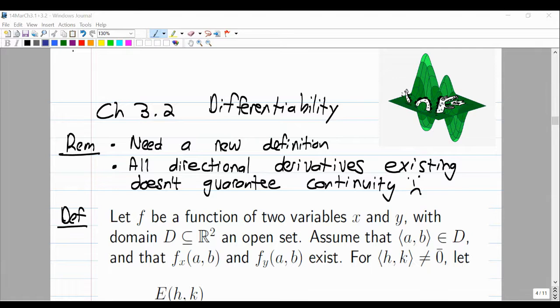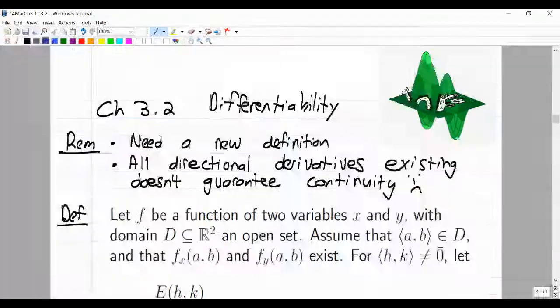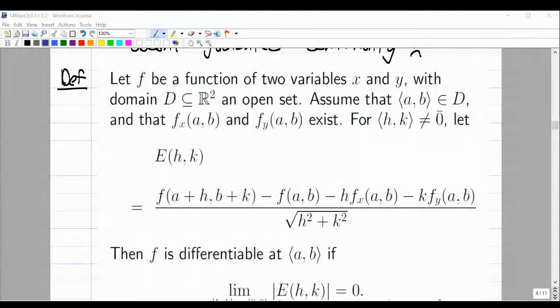And this is the big definition of chapter 3.2. It goes as follows. It's a mouthful. Let f be a function of two variables defined on domain D, which is a subset of R2, an open set. Assume that (a,b) is an element of D, such that f partial x at the point (a,b) and f partial y at the point (a,b) exist. Can I get a yes that you guys see this? This is part of the definition. Please read definitions carefully.